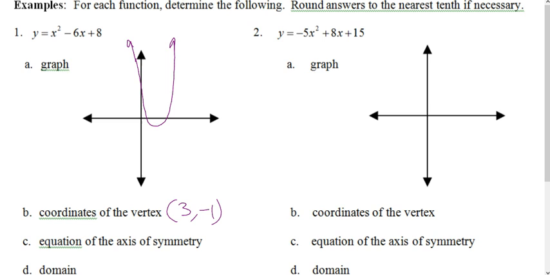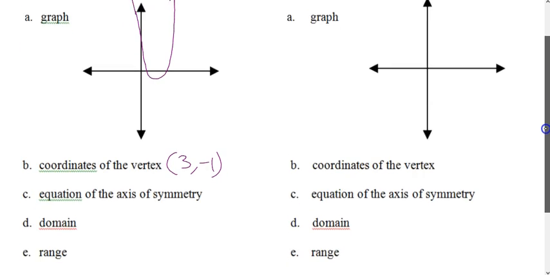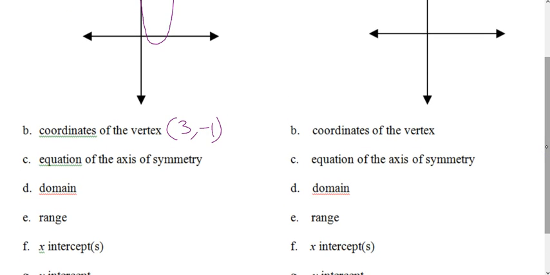Being a vertex, it's got coordinates. It's a point, so it needs parentheses around it. Right? That's how we indicate that it's a point. What's the equation of the axis of symmetry? X equals 3. So remember, it's an equation, it needs an equal sign. It's a vertical line passing through, and it's equal to the x coordinate of the vertex, so x equals 3. What's the domain for this?